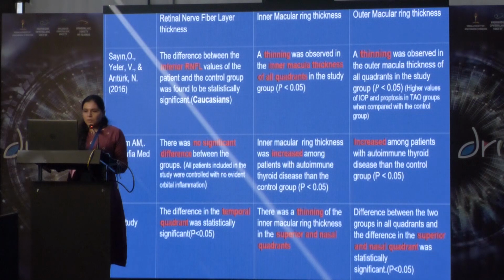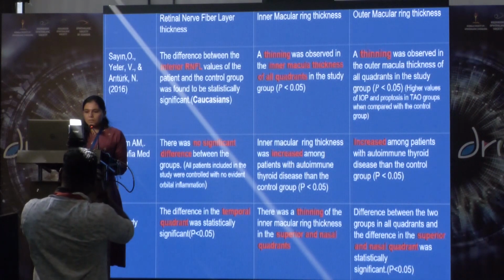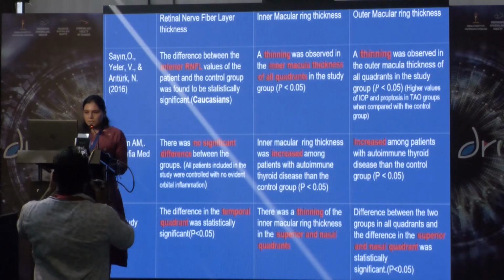Comparing the study to other studies, in a study by Sayan et al., the difference in the inferior RNFL values was found to be statistically significant, and in a study by Ibrahim and Menoufe et al., there was no significant difference between the two groups. And in our study, there was a difference in the temporal quadrant, which was statistically significant.